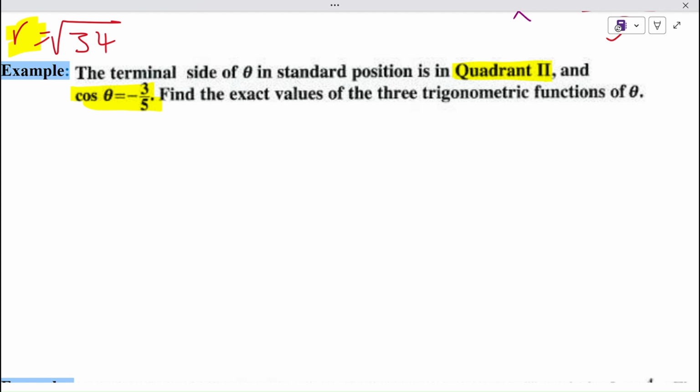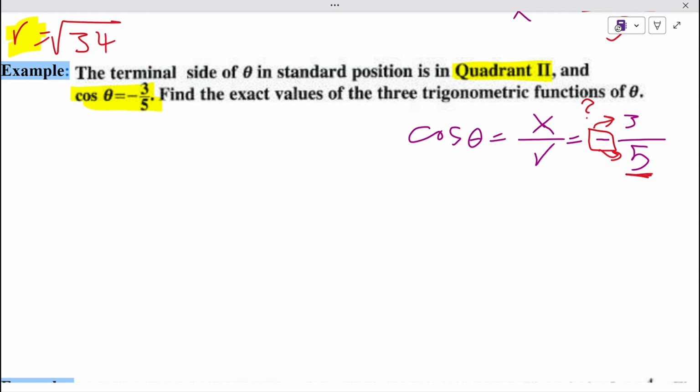How? Guys, cosine of theta is equal to x over r, right? So here we have x over r, which is equal to -3 over 5. But guys, look here. Is this minus for 3 or for 5? We don't know. How do we know this? Guys, r is every time positive. So this negative is for 3. This negative is for x.